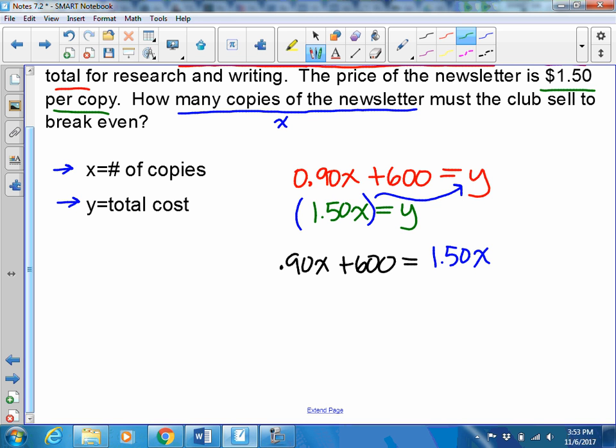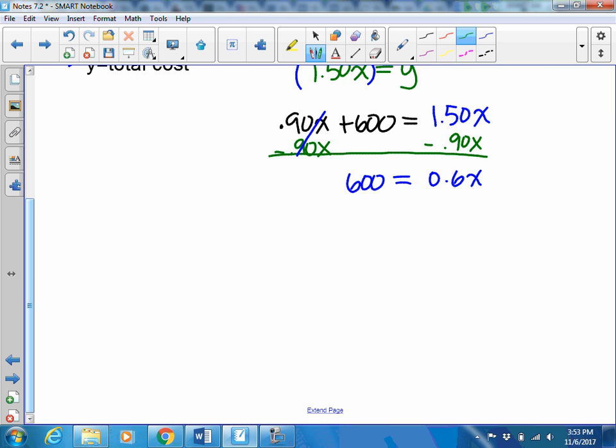So I'm going to collect x's on one side. So I'm going to take away 0.9x from both sides. Of course, that's going to add up to 0. So that'll give me 600, and then 1.5 minus 0.9 would be 0.6, so 0.6x. And then just continuing solving, divide by 0.6 on both sides. And so when you do 600 divided by 0.6, we end up with 1,000.